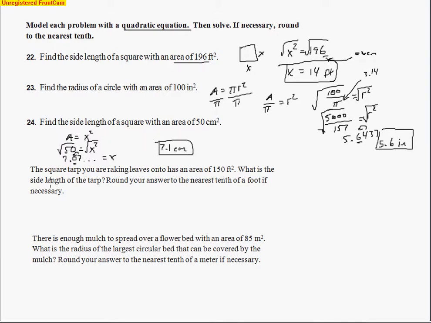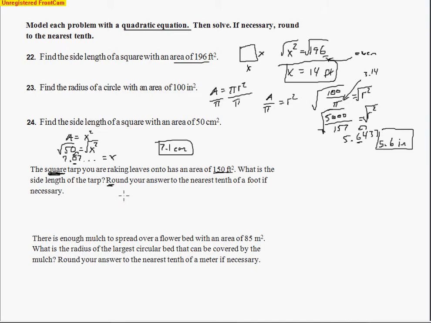Well, a little bit more complicated problem because there are more words in the problem. So it says the square tarp, but it's pretty much the same type, because notice it says the square tarp you were raking leaves onto has an area of 140 feet squared. What is the side length of the tarp? It's the same problem as these 22 and 24. The only difference is we have more words. And you see how they have the directions in the problem rather than a set of directions before. So we're still supposed to round to the nearest foot if necessary.